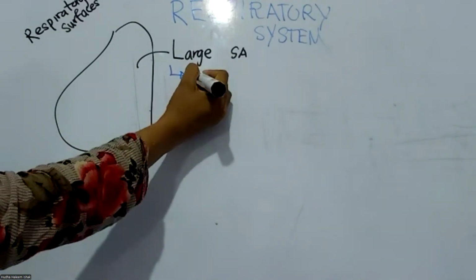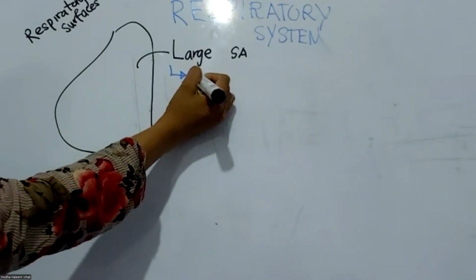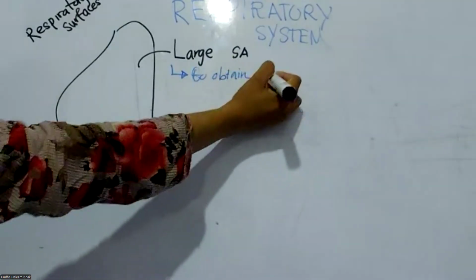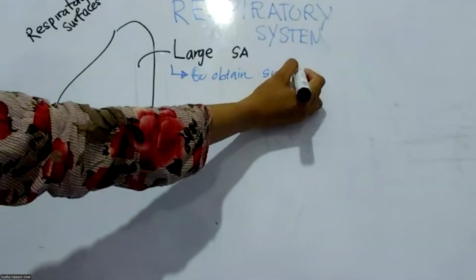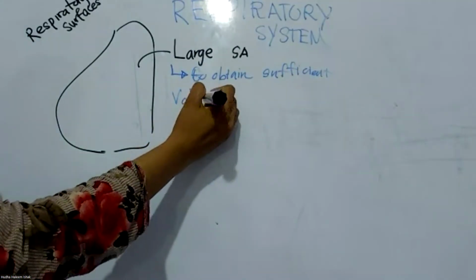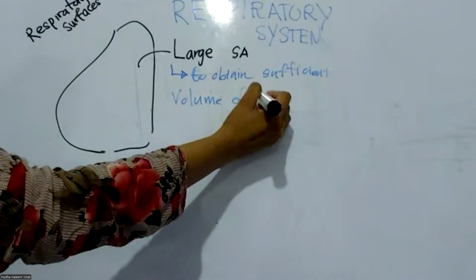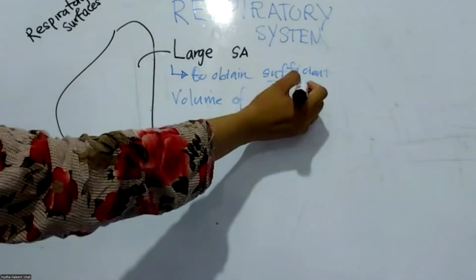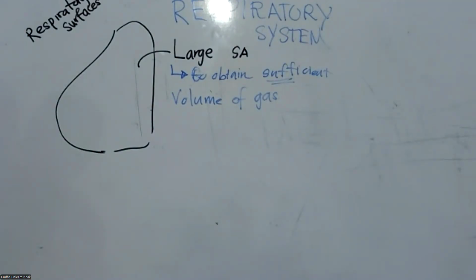To obtain sufficient volume of gas. Okay, to obtain what? Sufficient volume of gas. This is a keyword. To obtain a sufficient volume of gas, we require a large surface area.